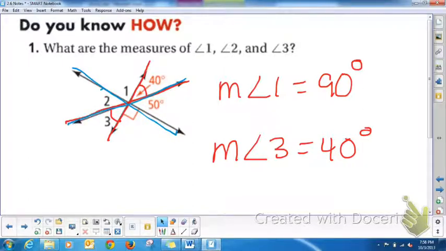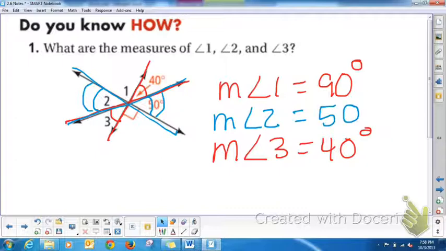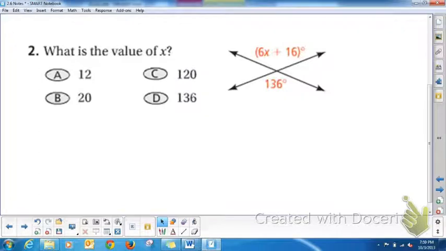And then lastly, angle 2. Angle 2 is vertical to the 50-degree angle. So it's 50 degrees. Did you figure those out before I showed you? Take a look at this one. See if you can find what is the value of x. First determine what's the relationship between these two angles. Establish your equation and determine the value of x. Pause the video and take a minute to try.